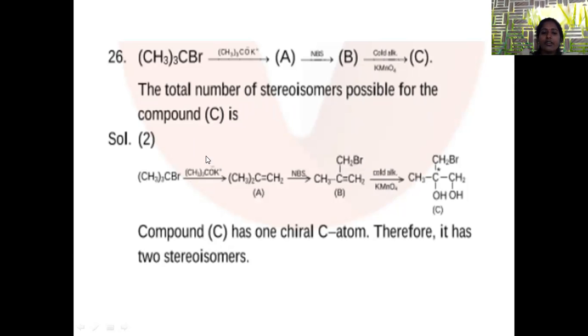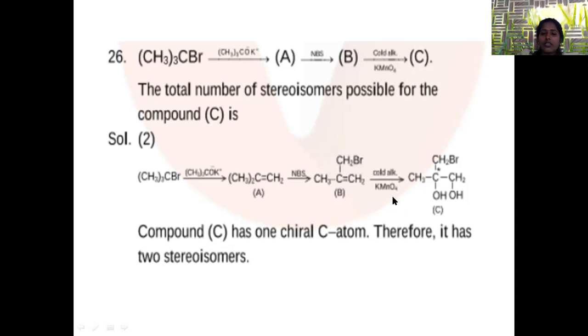Tertiary butyl bromide when treated with potassium tertiary butoxide, which is a strong base. A strong base always leads to formation of the eliminated product, so that we will get isobutene as the major product. This isobutene subjected to N-bromosuccinimide, allylic bromination is possible. The carbon adjacent to the double bonded carbon is called the allylic carbon, while the double bonded carbon is called the vinylic carbon. Allylic bromination is possible in case of this, giving this allyl bromide.